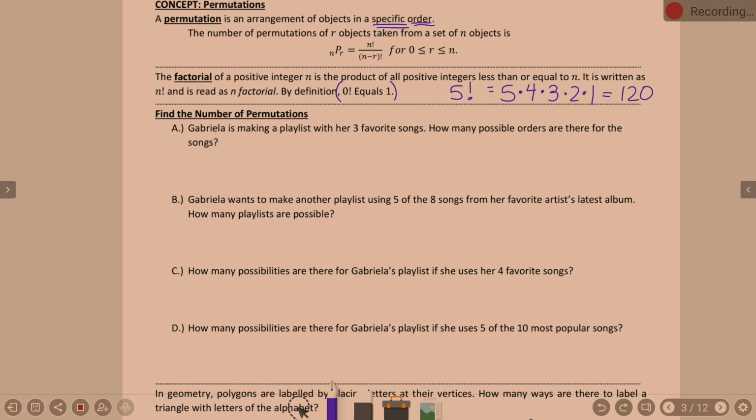If we said 4 factorial, you'd strike off the 5 and it'd just be 4 times 3 times 2 times 1, and so on and so forth. This is also something our calculators can do. Again, I'm going to expect you to be able to write out that 5 factorial is 5, 4, 3, 2, 1, but this is also something our calculators can do for us, and I will show that when the time is right. So with that in mind, let's talk about some permutations.